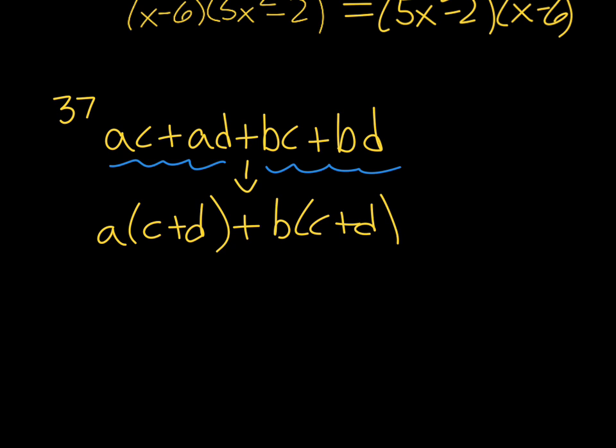This is what I was trying to say, Eli, a second ago. So now we have these 2 terms. We went from 4 to 2 terms. What's the greatest common factor? C plus D, and then A plus B. That was way more complicated than it was. It's not complicated.